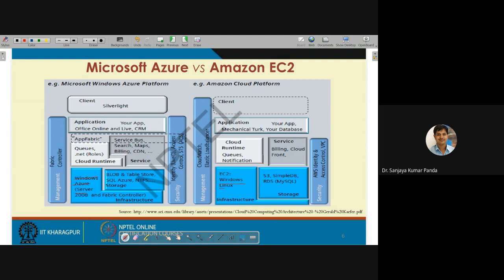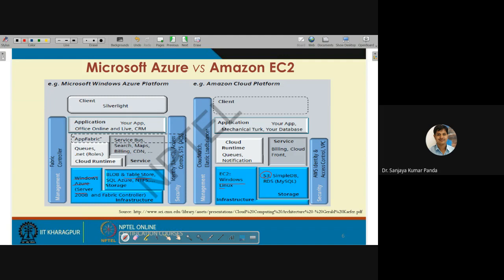So the type of infrastructure they are providing may be different. For storage, Amazon uses S3 or SimpleDB or RDS for database purposes. S3 is for the storage. But here they are using Table store or Blob, and from the database perspective, they are using SQL or the NTFS system. So more or less they are providing the same service, but the type of technology they are using is different.